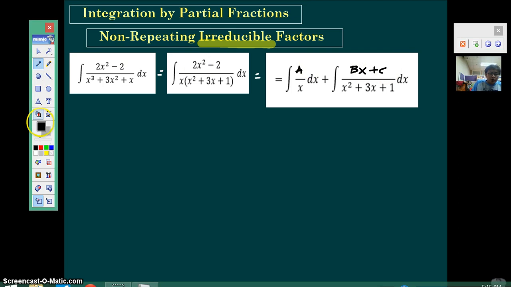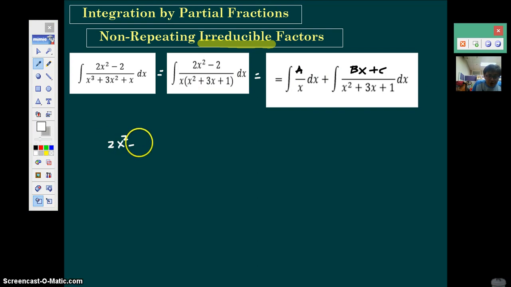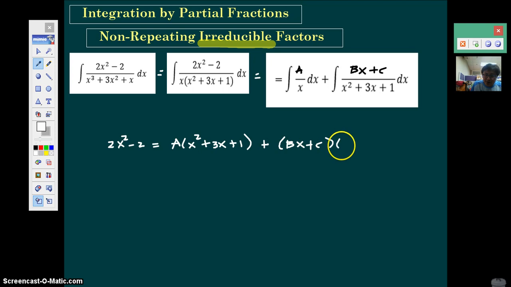Now I will do this quickly. Just multiply by the LCD. We will get here 2x squared minus 2 is equal to the LCD divided by the x, so you will do with the other factor, which you multiply to a. So that's a times the quantity x squared plus 3x plus 1, plus the LCD divided by this. So you will be left with x, which you will multiply to this group bx plus c. So it's bx plus c times x. Now let's solve this by inspection.